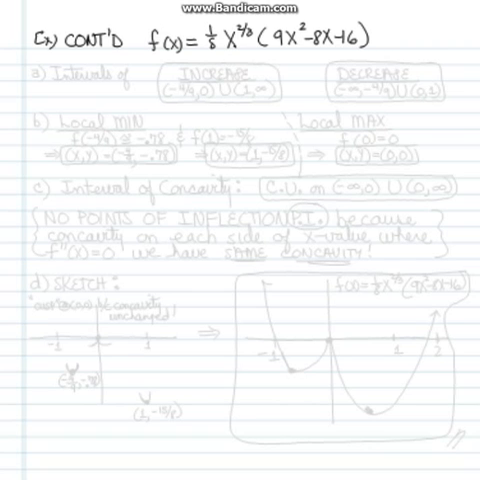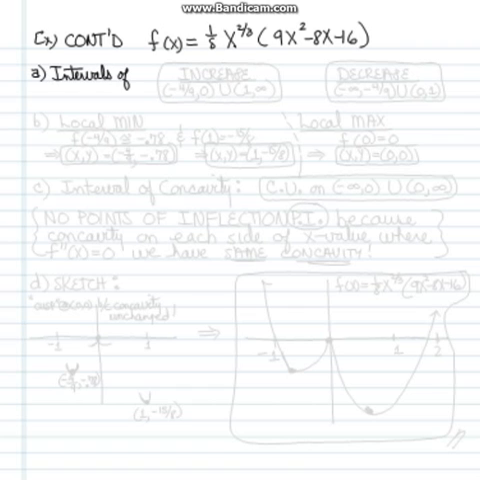All right. Video number 3 for this one problem. Let's wrap this guy up. This was f of x equals 1/8 x to the 2/3 times 9x squared minus 8x minus 16. First thing we're going to do is answer part A. See, we haven't even gotten that far yet. We were just setting it up.